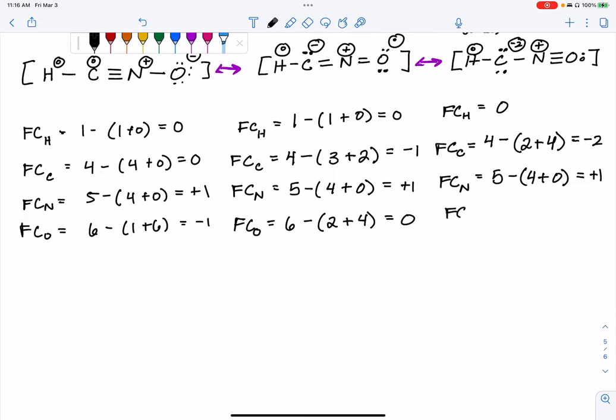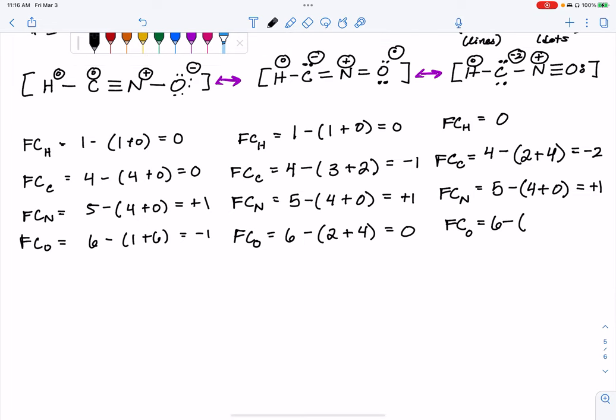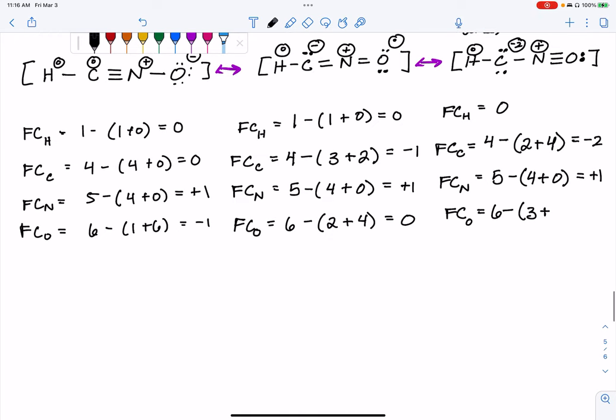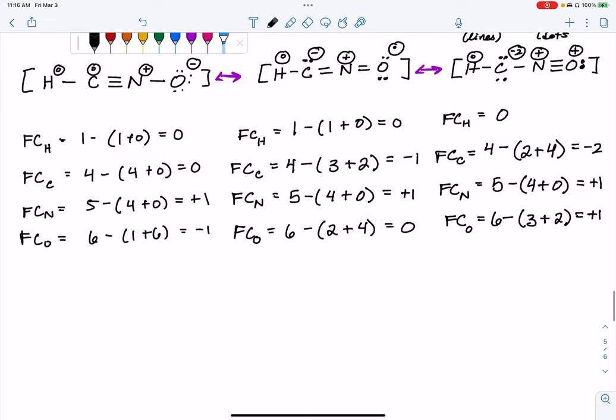And then formal charge on the oxygen, 6 valence electrons when not bonded to anything. Subtract from that the sum of the number of bonding pairs on oxygen, or the number of lines. So that is 1, 2, 3 bonding pairs, or 3 lines from that triple bond between oxygen and nitrogen. And this is summed with the number of non-bonding electrons, or dots, that are drawn on oxygen. There are 2. So this gives us a positive charge on oxygen.